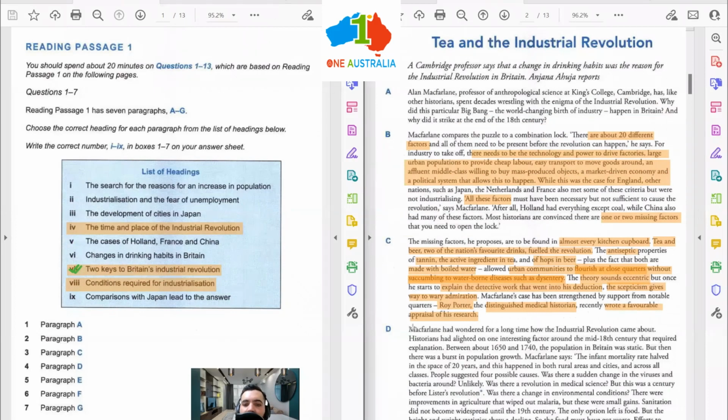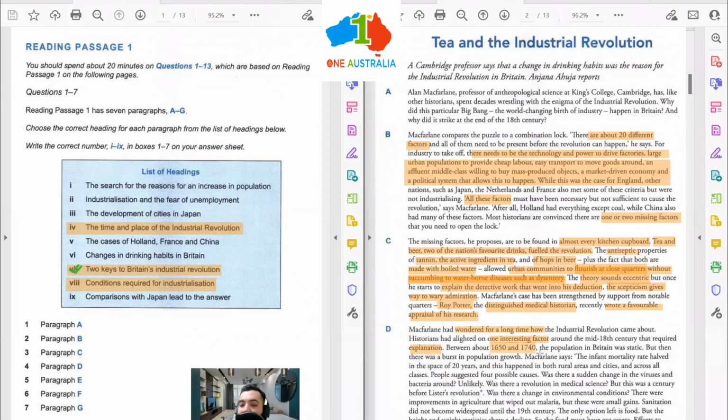And last paragraph here, paragraph D on this page. Let's read that and try to get the heading for this one. Macfarlane had wondered for a long time how the industrial revolution came about. So this person thought for a very long time, how did this actually happen? Historians had alighted on one interesting factor around the mid 18th century that required explanation. So historians were focusing on one interesting factor which they believed required further explanation.